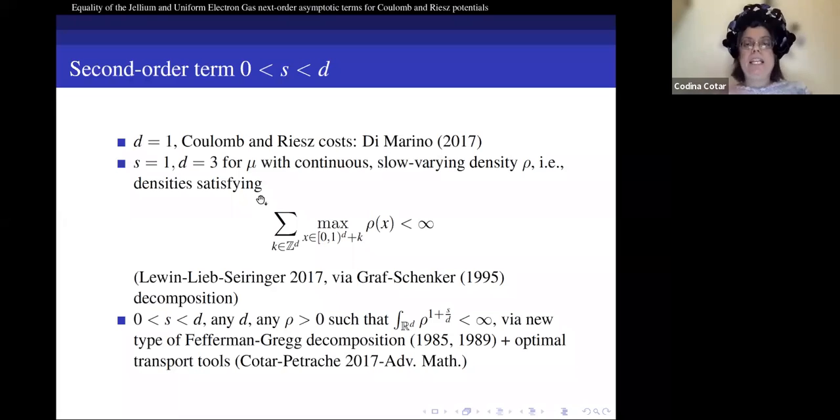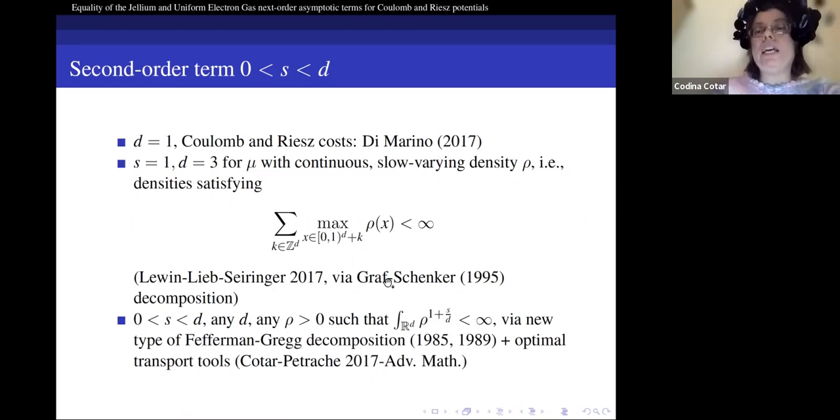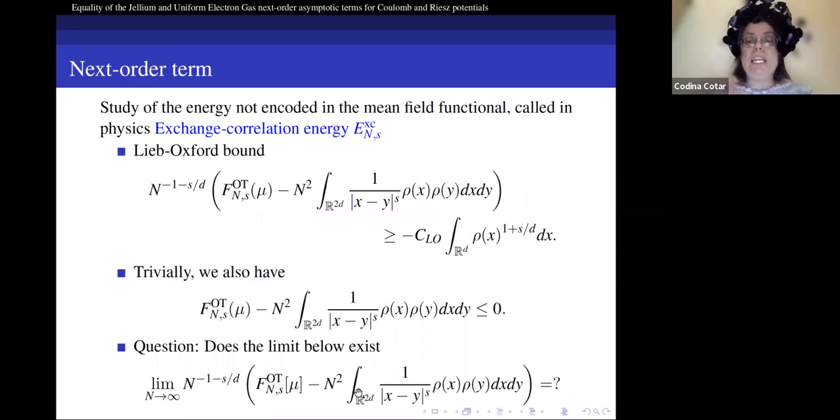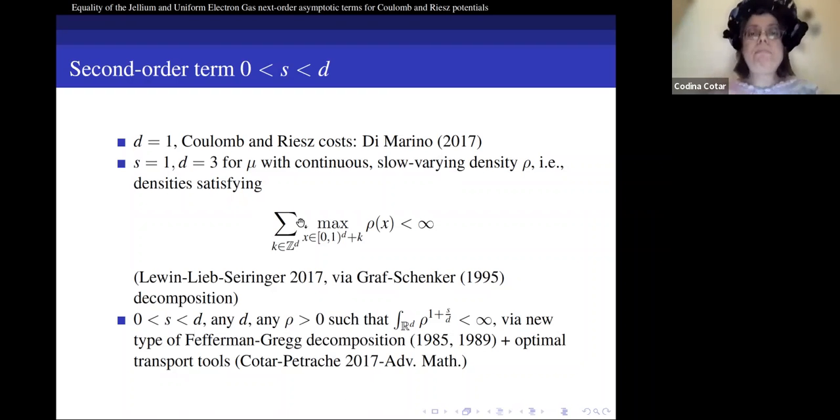Then in the same year, just a few months later, there was a paper of Lewin, Lieb, and Seiringer, and they used something called the Graf-Schenker decomposition to show that a limit does exist. They looked at measures mu which have density rho satisfying this property. So they are continuous and slowly varying densities.